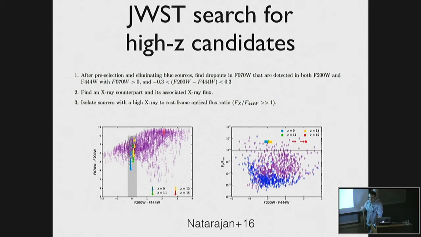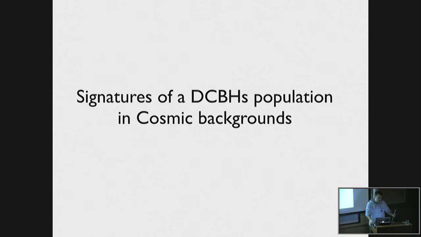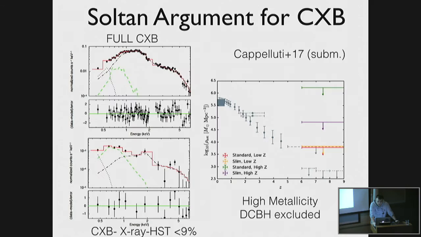direct collapse black holes or early black holes as discrete sources, we need to study their cumulative properties, studying backgrounds. So here is one of my recent papers. Thanks to the large area of the COSMOS Legacy Survey and the incredibly high quality of data, we are able to take a measurement of the total X-ray background that is shown there, and our measurement is in excellent agreement with previous measurements, and we increase the statistics by a factor of more than 10.